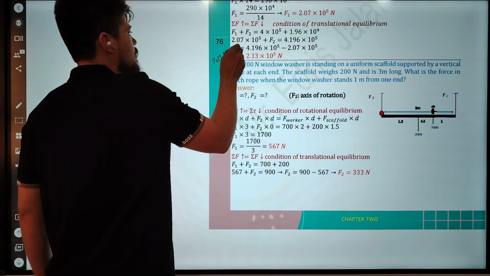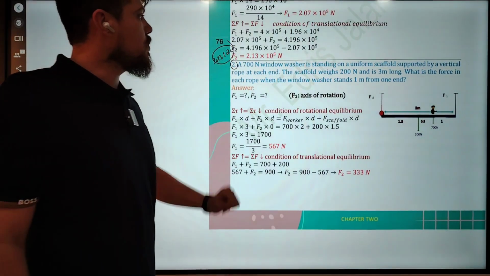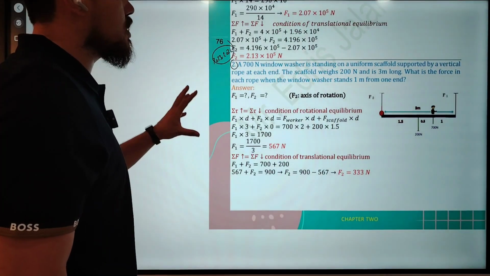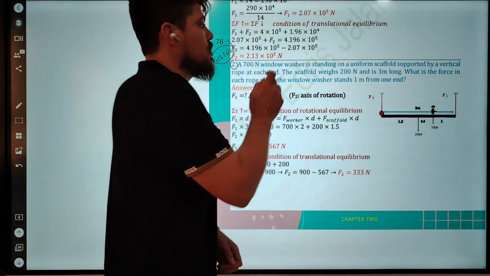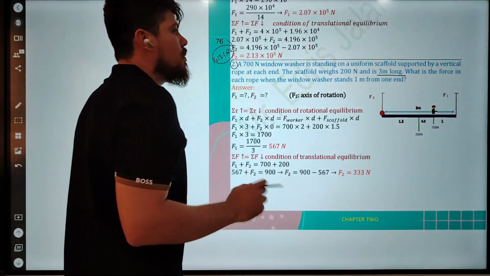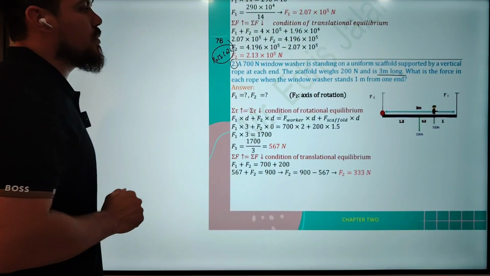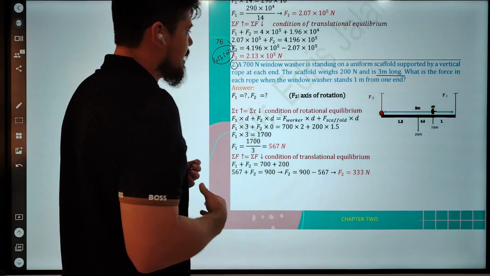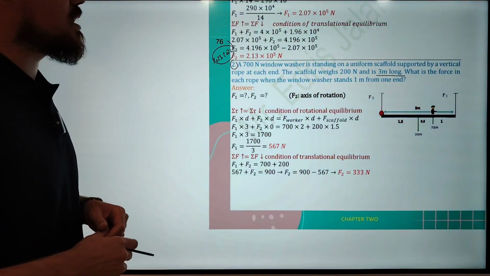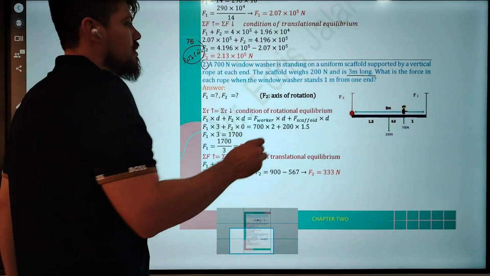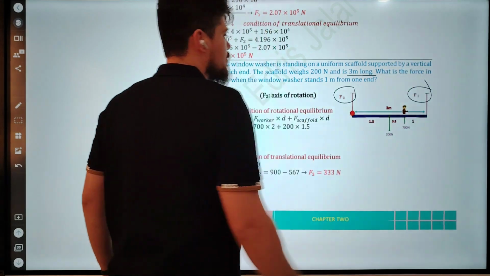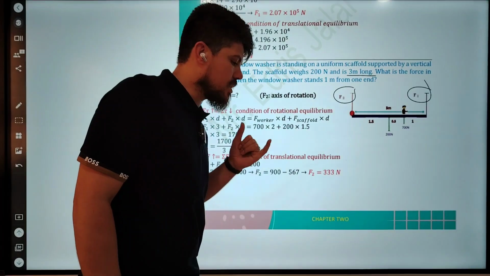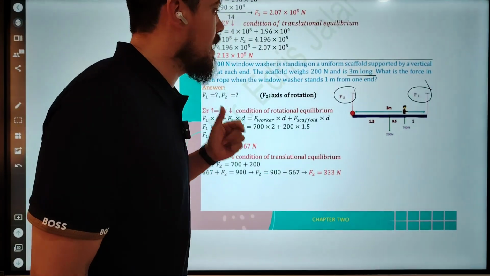2023, 2024. A 700 Newton window washer is standing on a uniform scaffold supported by a vertical rope at each end. The scaffold's weight is 200 Newton and it is 3 meters long. What is the force in each rope when the window washer is standing 1 meter from one end? This question is the same as chapter review question 18. Two forces are given and two forces are unknown, Ft1, Ft2. Okay, to find each force we have to apply both conditions, rotational equilibrium and translational equilibrium.